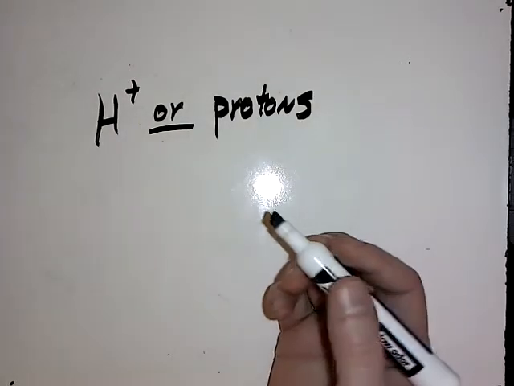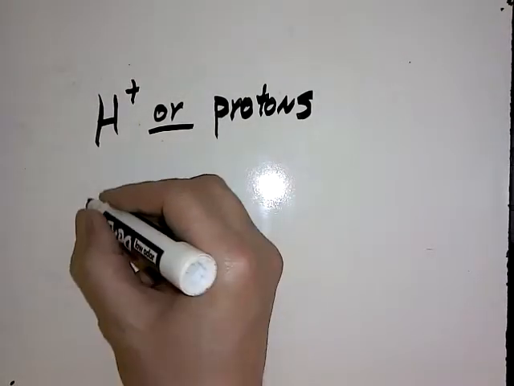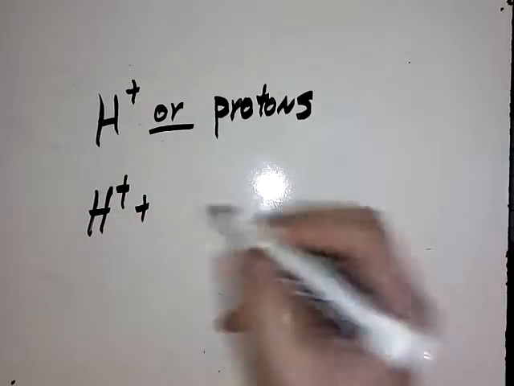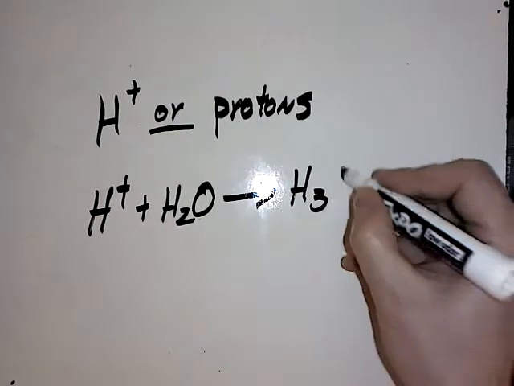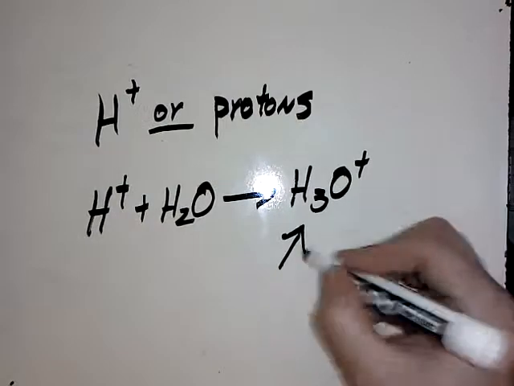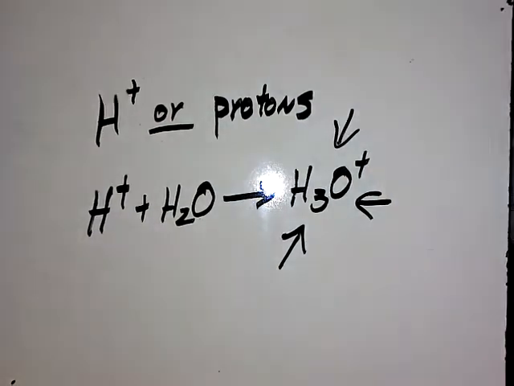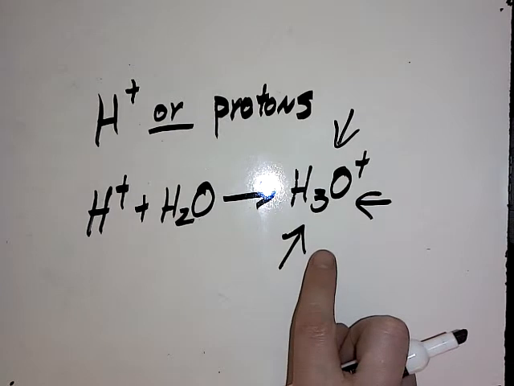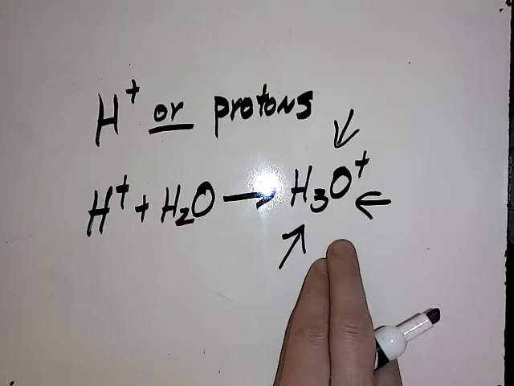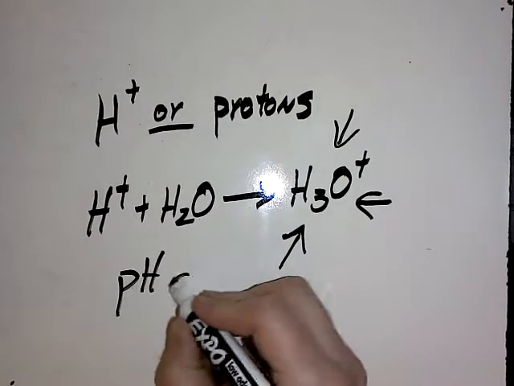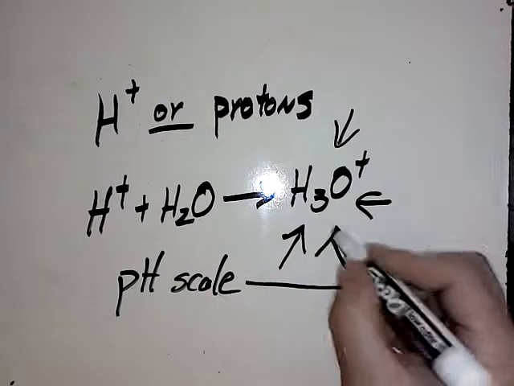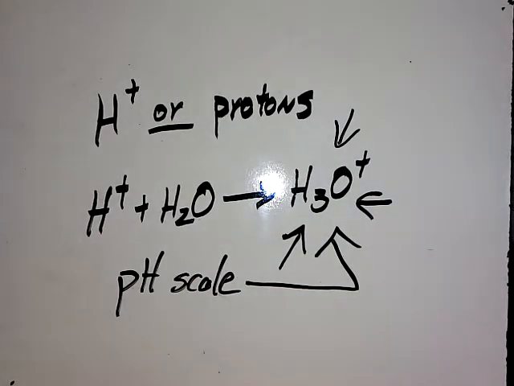Now, I think I had mentioned in class at one point that what's actually happening is when you take those hydrogen ions and you put them in water, they end up forming what's called a hydronium ion, H3O+. This right here is what makes an acid an acid. And if you look at the concentration of hydronium in any substance, that can tell you how powerful, how strong, how concentrated that acid is. So the pH scale is related to the concentration of hydronium ions.